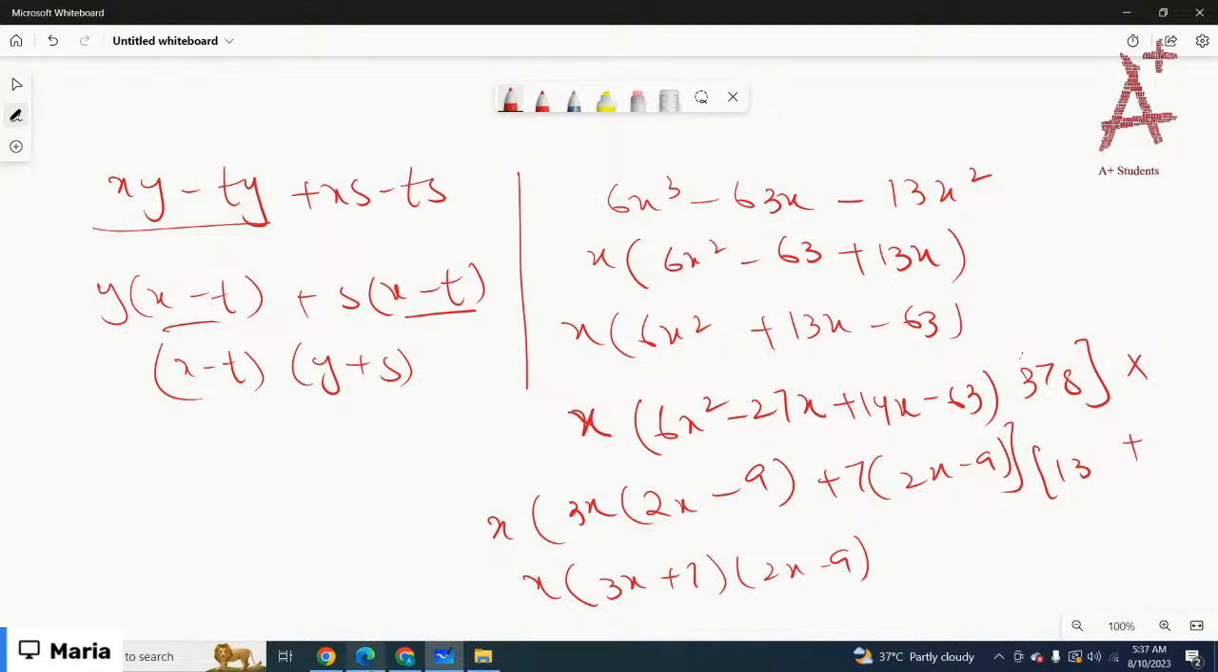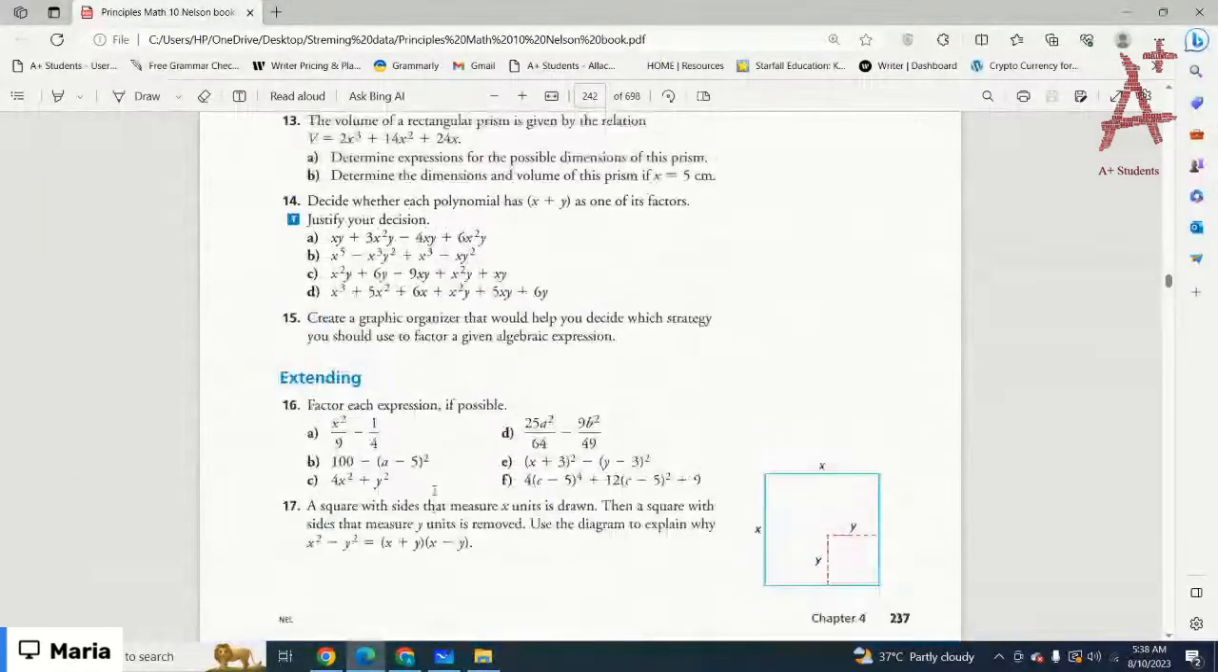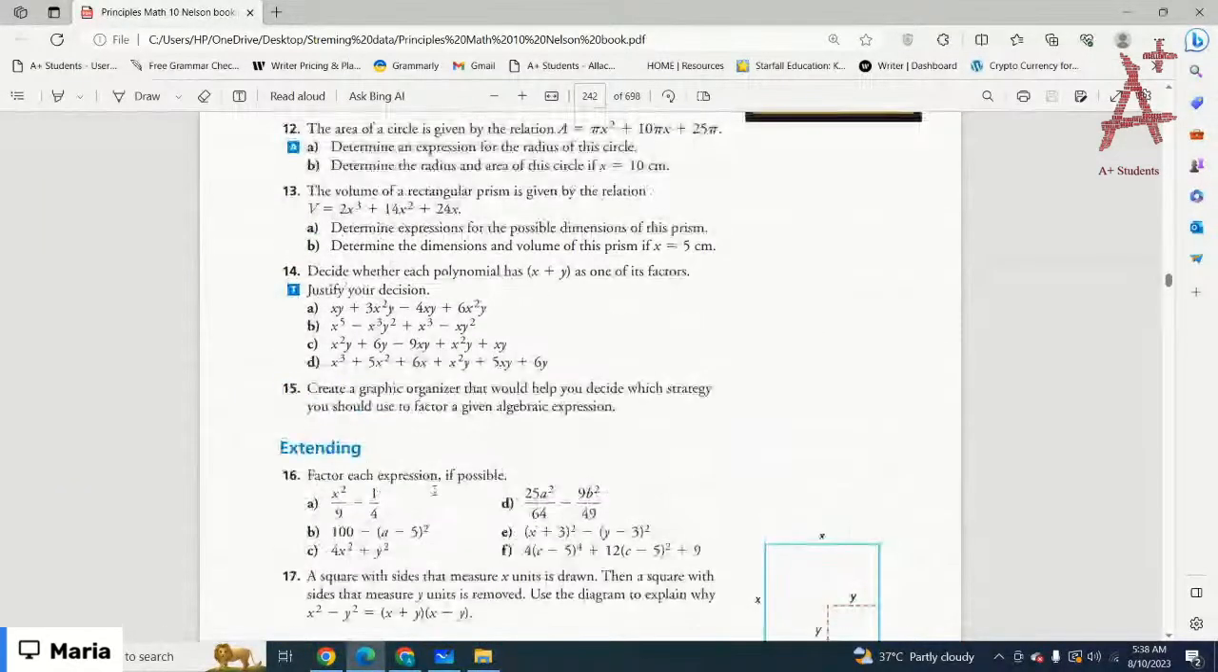Okay, let's look at question number 14. Decide whether each polynomial has x plus y as one of its factors. Justify your decision. Basically you have to divide this expression by x plus y. If it divides completely by x plus y, that means x plus y is a factor of this one, right?